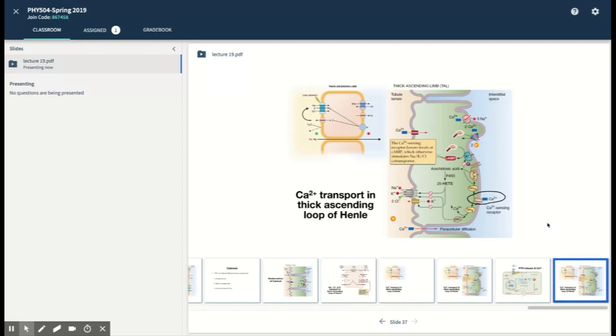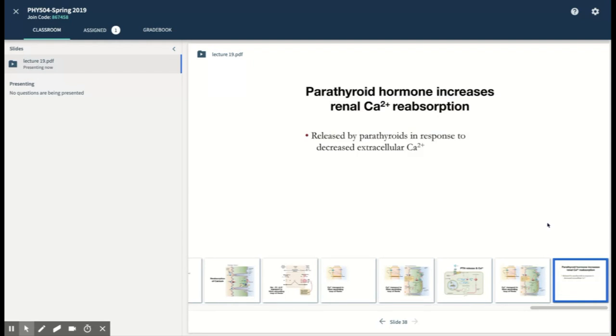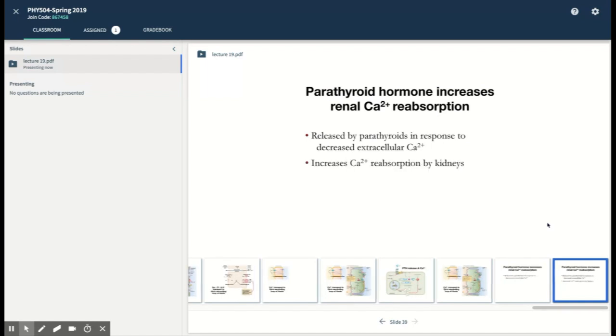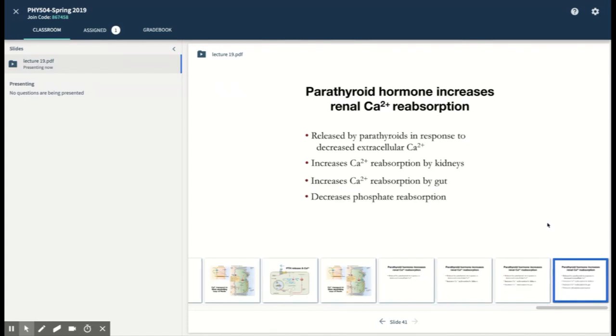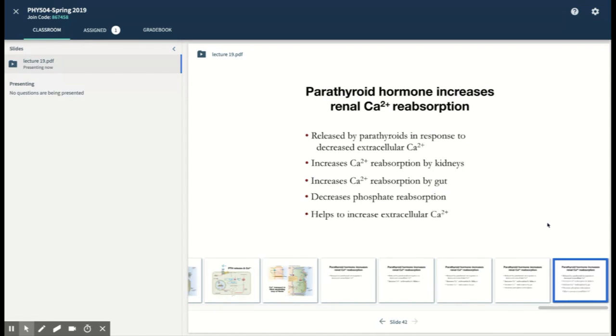All right. So parathyroid hormone specifically, just as a summary, this slide is really just text as a summary. It's going to be released by the gland in response to lower extracellular calcium. It's going to increase reabsorption in the kidneys. It'll also increase reabsorption in the gut. It does have the side effect of decreasing phosphate reabsorption, which will have a role in talking about acidification of the urine. And it does help to increase the extracellular calcium because of all of this reabsorption that's happening.